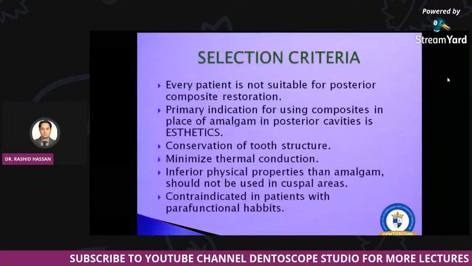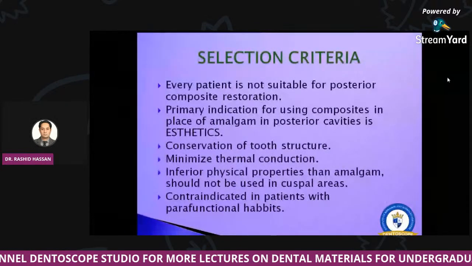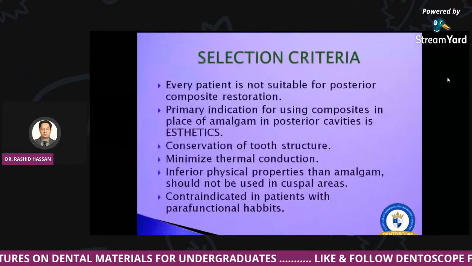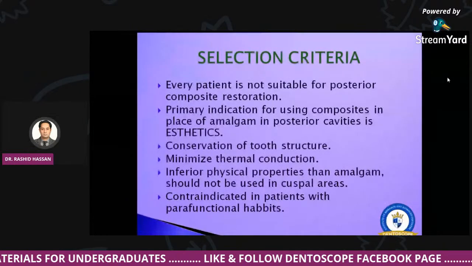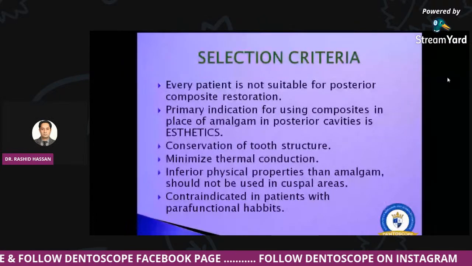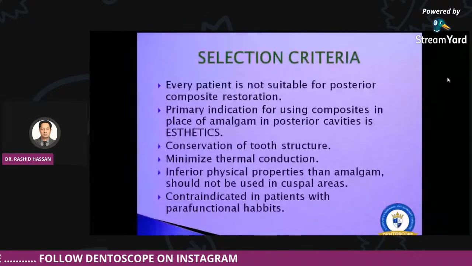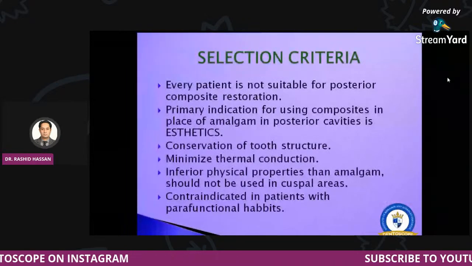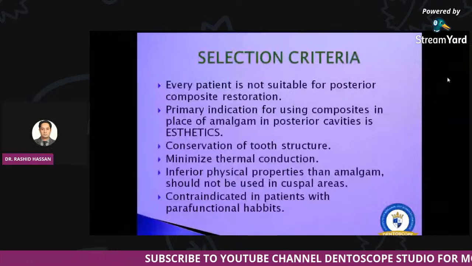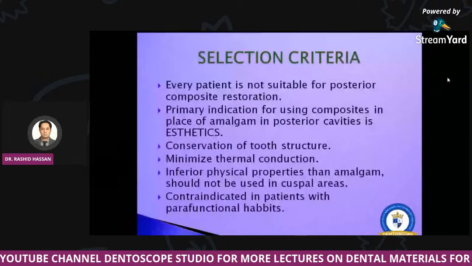Next is the thermal conduction. Because the tooth structure is intact and we do not remove the extra one, the thermal conduction is minimized. Composites have inferior physical properties compared to dental amalgam and should not be used in the cuspal areas. It is contraindicated in the cuspal areas because occlusal wear can occur, due to the inferior properties, because cuspal areas are the areas where the maximum masticatory forces are applied.